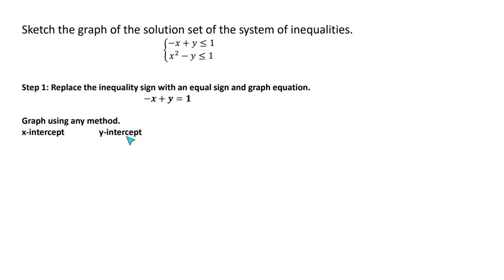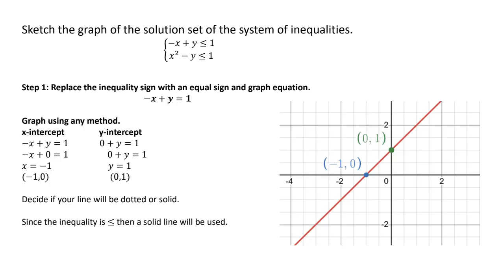And I'm going to choose x-intercept and y-intercept. So for the x-intercept, if y is 0, then x is -1. And for the y-intercept, if x is 0, then y is equal to 1. So those are my 2 points. If I sketch them, then my graph will look like this. Notice that I'm using a solid line because my inequality sign is the less than or equal to symbol.